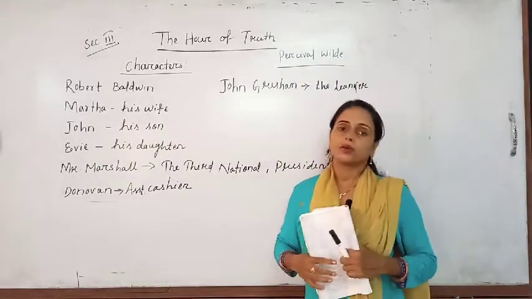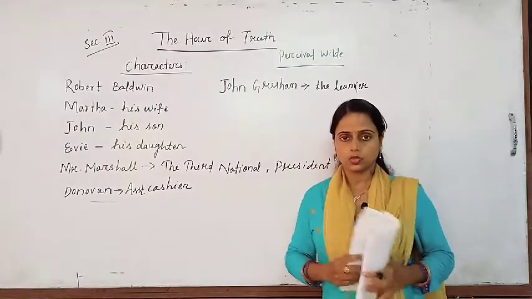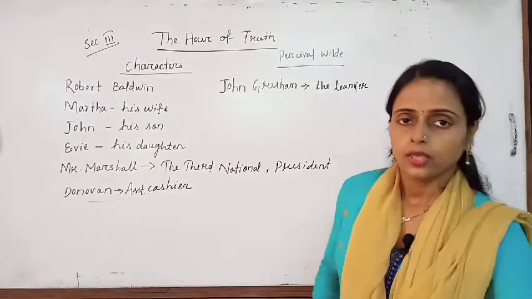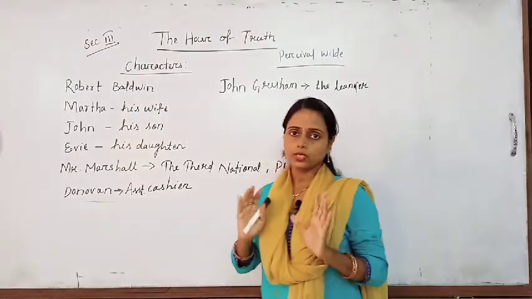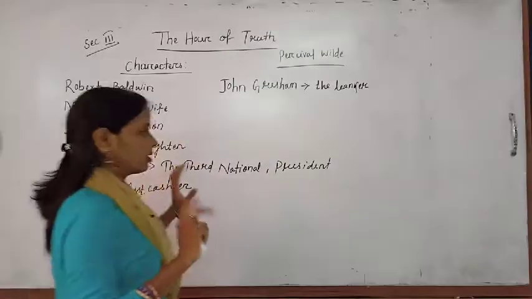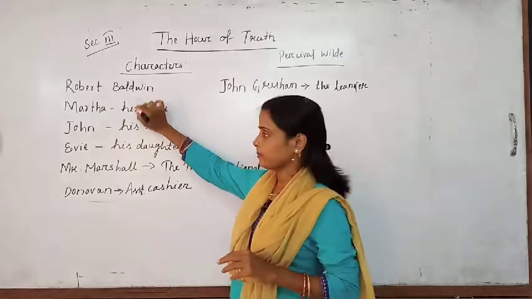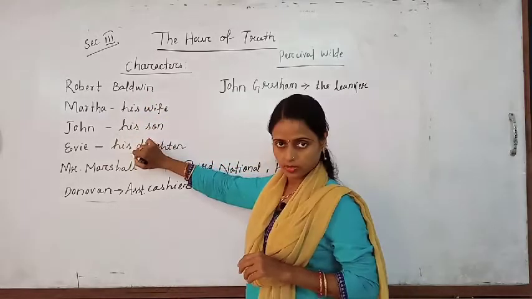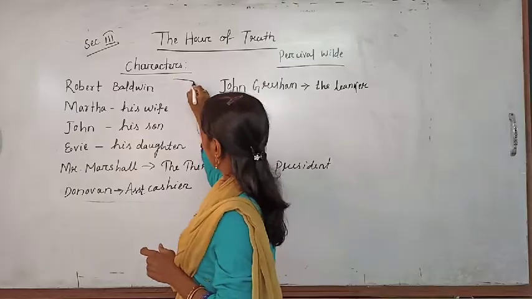Okay. Now listen. What is the theme? Let me tell you in short. This is a long story, a long one-act play. That's why it's quite wise to listen to the story in a nutshell. Look, there is a family, and who are the members of the family? Robert Baldwin, Martha, John, Evie. This is the whole family.